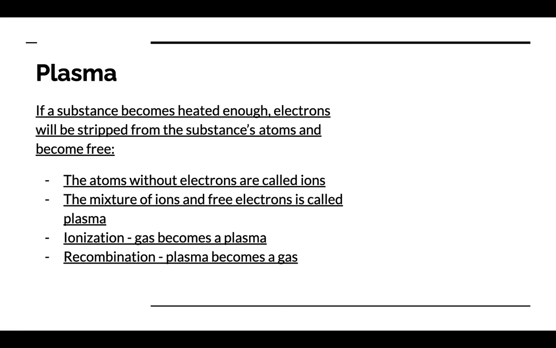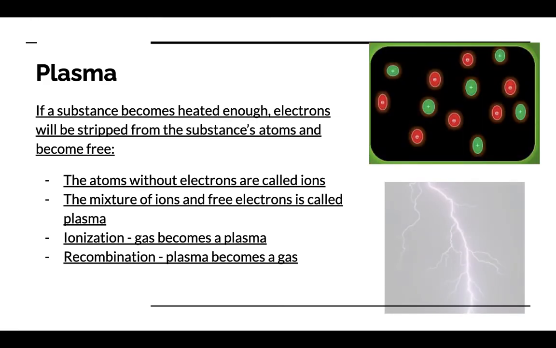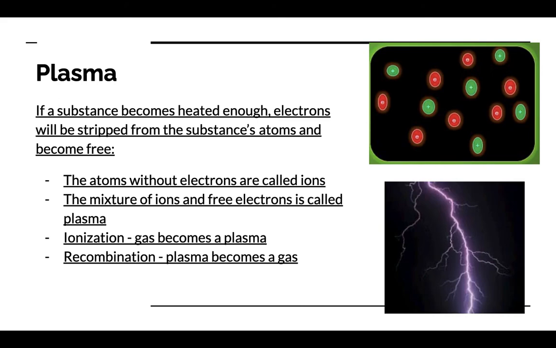And then lastly, we come to our last state of matter. Again, we're going to reserve this for electricity and magnetism because that's when plasma is more properly explained. All right. So plasma: if a substance becomes heated enough, electrons will be stripped from the substance's atoms and become free. Okay. The atoms without electrons are called ions. Perhaps you learned about this in chemistry, okay?